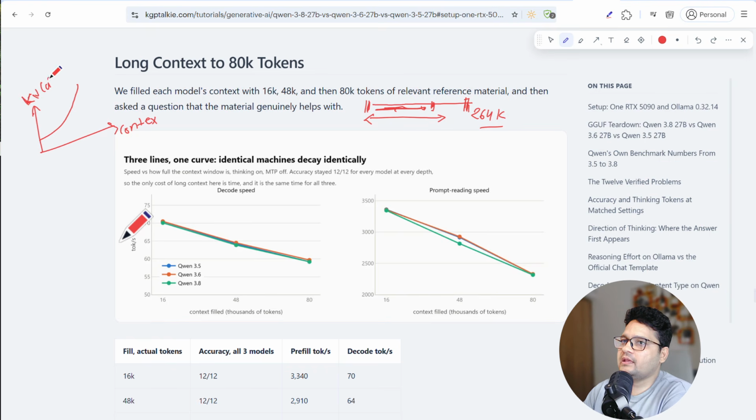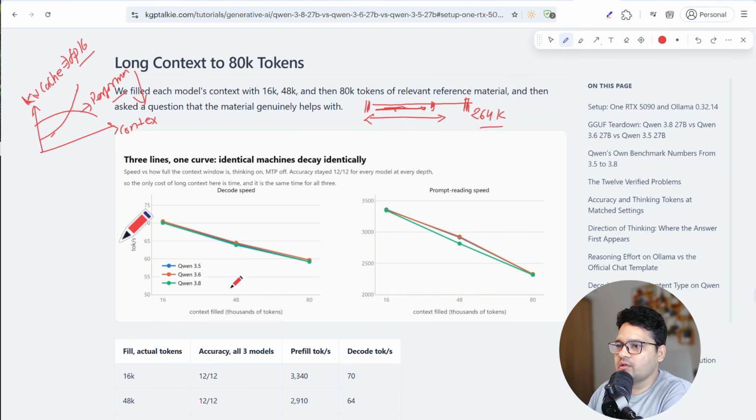So if this is KV cache, generally KV cache is stored in floating point 16-bit. So if KV cache increases, that means speed is going to decrease. And again, as you know, as the context increases, model performance also decreases. If this is the performance, then performance is going to be down here.